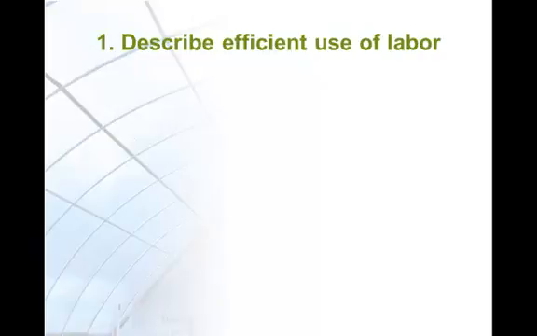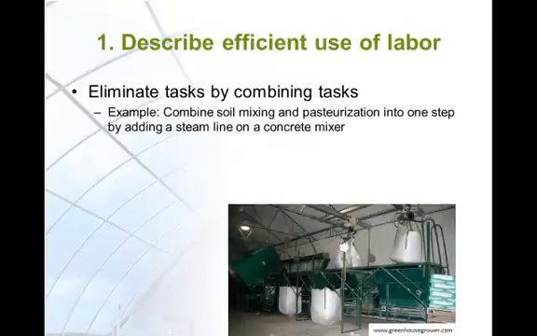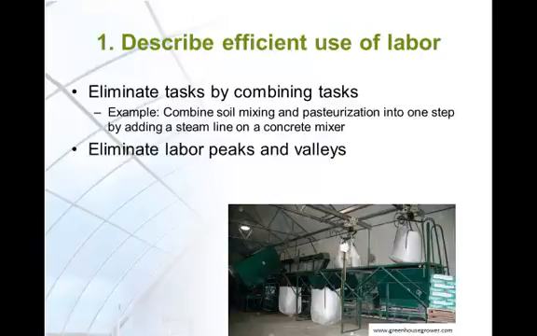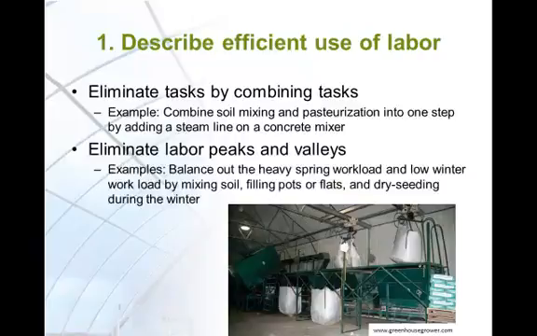Here are some more ways to improve labor efficiency. Eliminate tasks by combining tasks. For example, combine soil mixing and pasteurization into one step by adding a steam line on a concrete mixer. Eliminate labor peaks and valleys. For example, balance out the heavy spring workload and low winter workload by mixing soil, filling pots, and dry seeding during the winter.